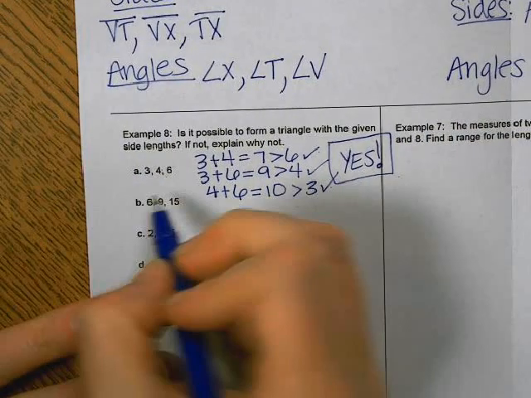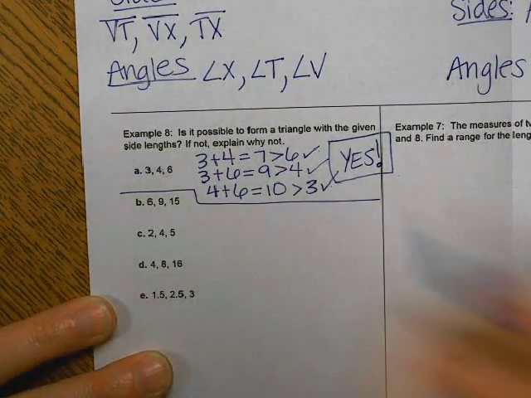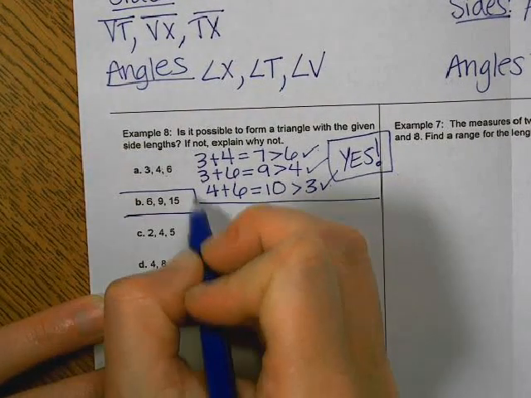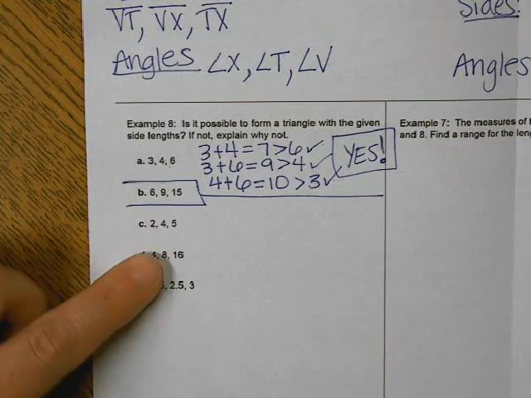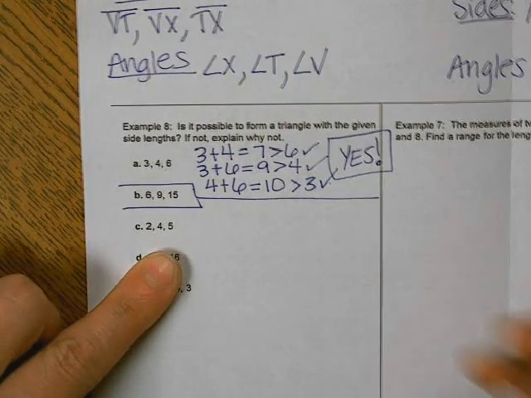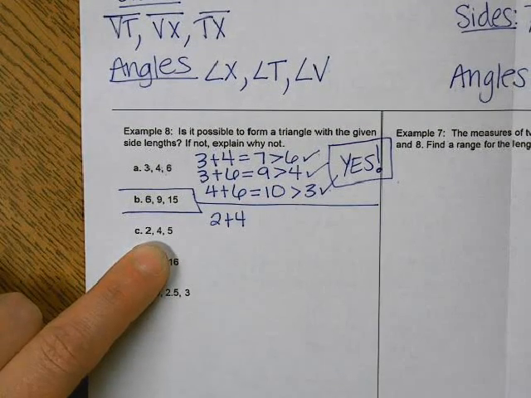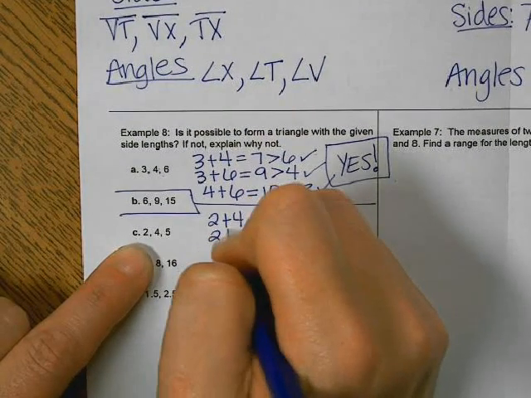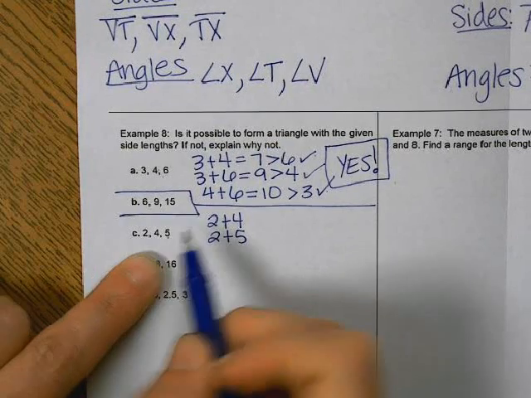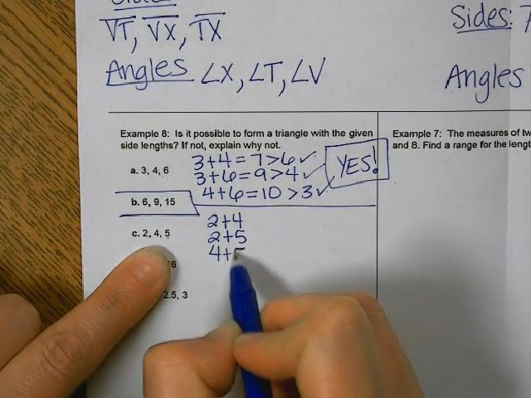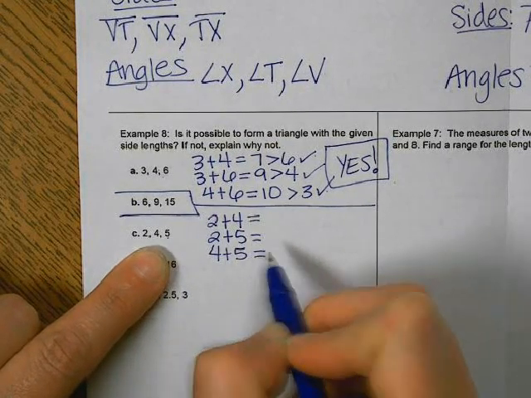Okay? So that's A. I'm going to do B down at the bottom later, okay? So I'm just going to leave a little box around it. Alright, let's do C. So let's add 2, 4, and 5. So we're going to say 2 plus 4, and we're going to say 2 plus the last one, 2 plus 5, and then we're going to say 4 plus 5. So let's add those all together.